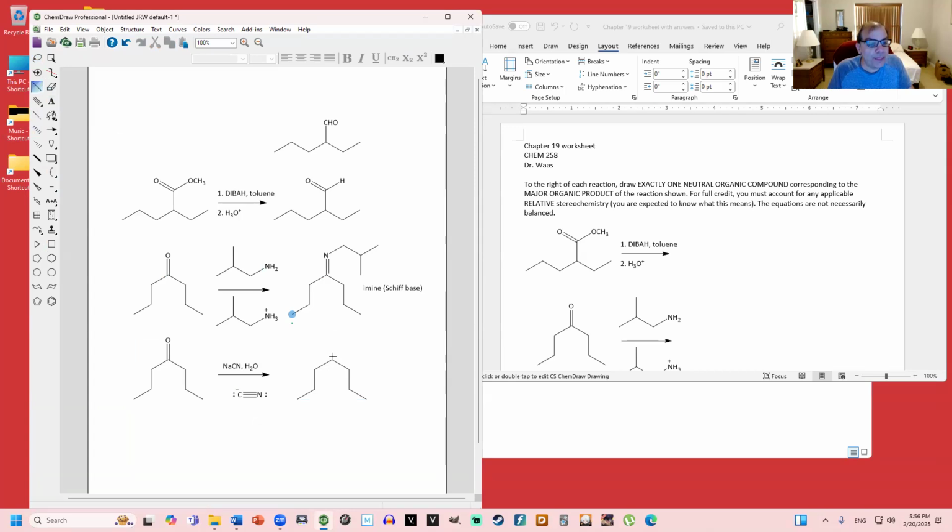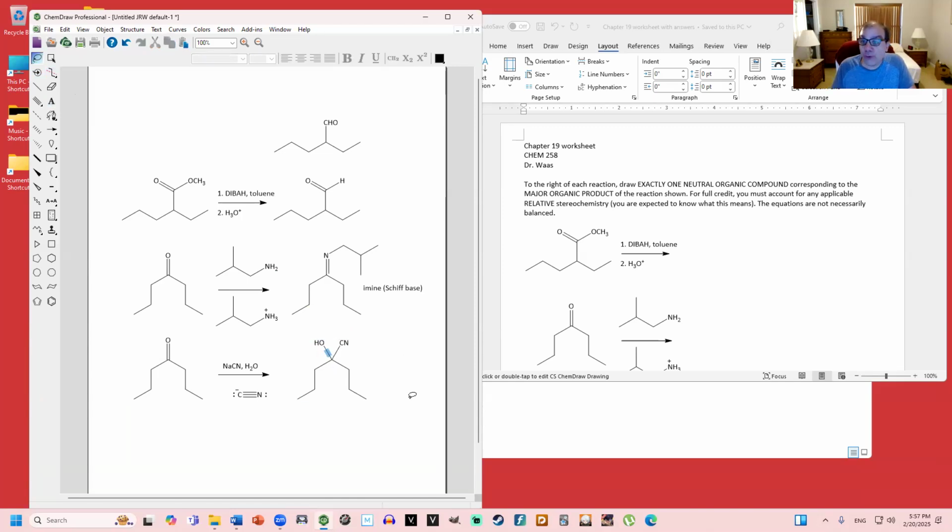This means that the carbon which had been involved in the carbonyl is going to be attached to an OH group. So we've essentially gone from C double bond O to C single bond OH. And the other bond goes to a nitrile group, a cyano group.